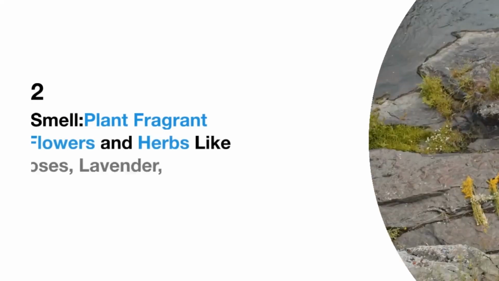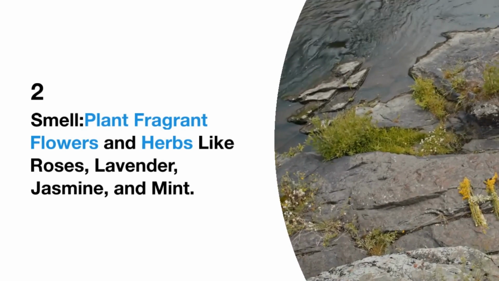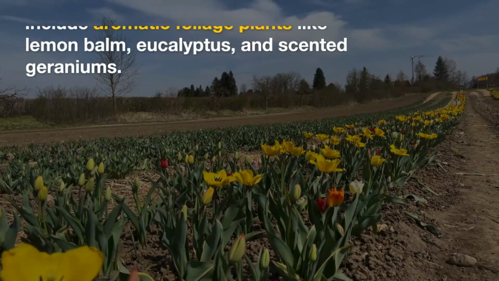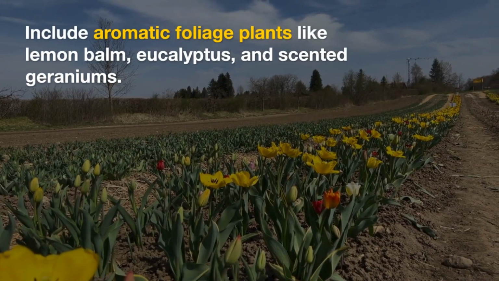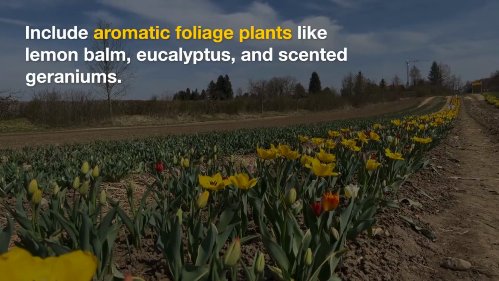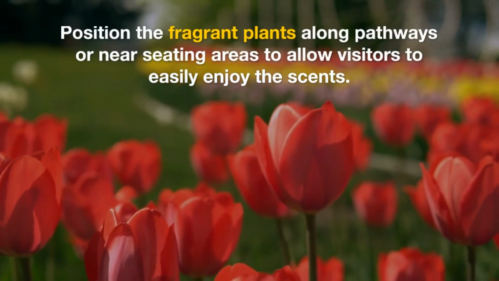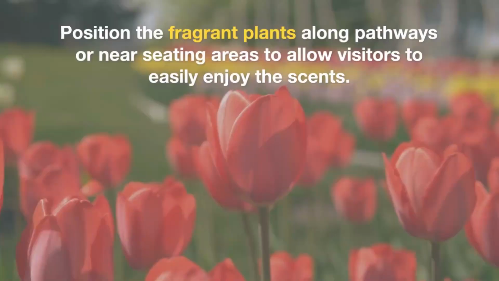2. Smell. Plant fragrant flowers and herbs like roses, lavender, jasmine, mint. Include aromatic foliage plants like lemon balm, eucalyptus, and scented geraniums. Position the fragrant plants along pathways or near seating areas to allow visitors to easily enjoy the scents.